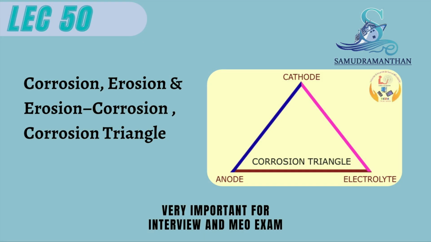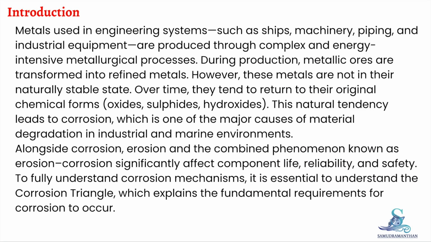Let us begin by understanding why corrosion and erosion are such critical topics in marine and engineering practice. Metals used in ships, machinery, piping systems, and industrial equipment are produced through complex and energy-intensive metallurgical processes. During production, metallic ores are converted into refined metals. However, it is important to remember that these metals are not in their naturally stable state.